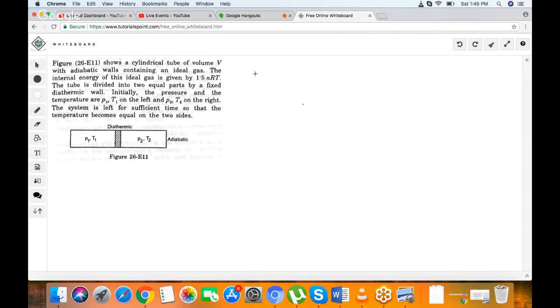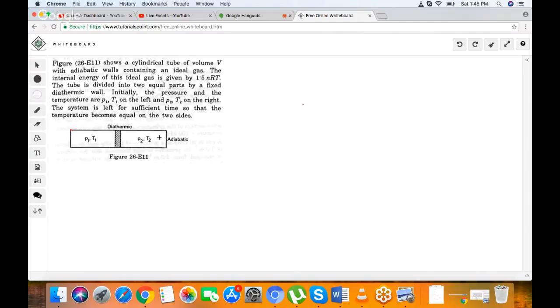All right. So this refers to a figure. It shows a cylindrical tube of volume V which has adiabatic walls. So the entire cylinder is adiabatic, so it cannot exchange heat from the surrounding.